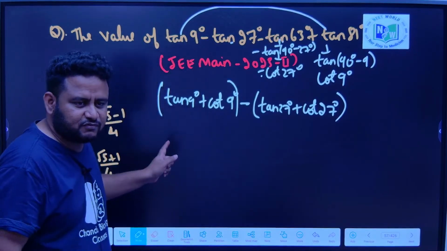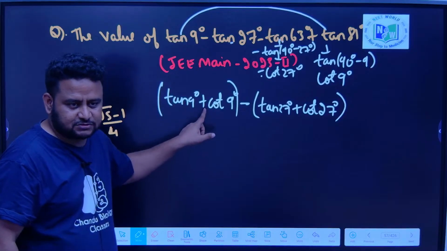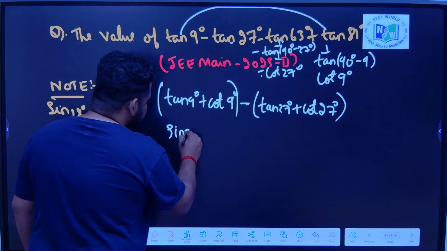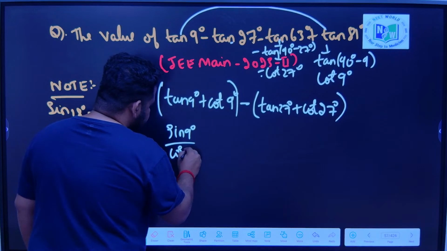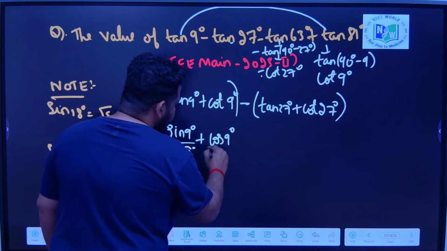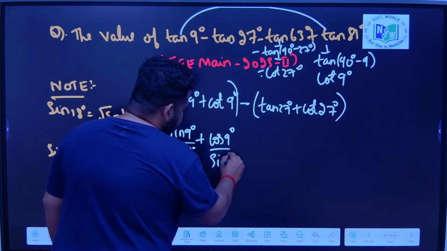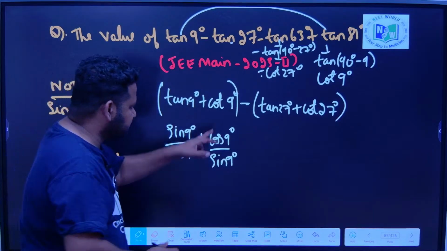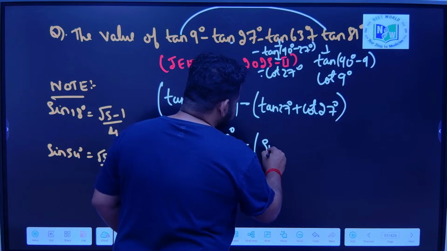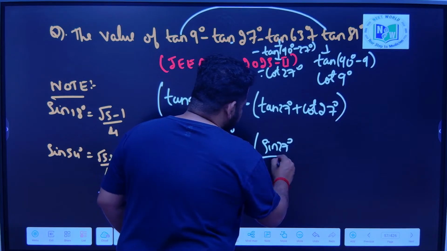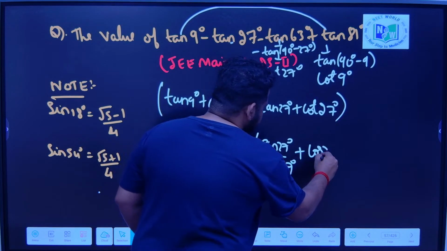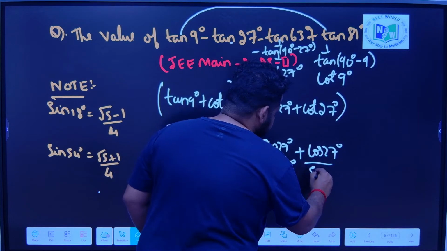So tan is nothing but sine by cos. Cot is nothing but cos by sine. So tan 9 degree I can write as sine 9 degree by cos 9, plus cos 9 degree by sine 9. Correct? Now the same thing I will apply here. This will become sine 27 by cos 27 plus cos 27 by sine 27.